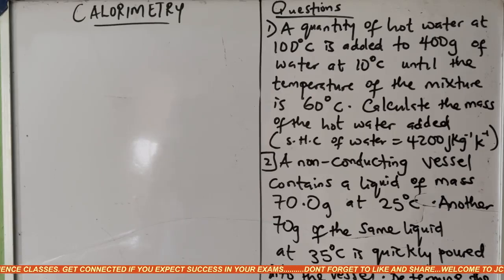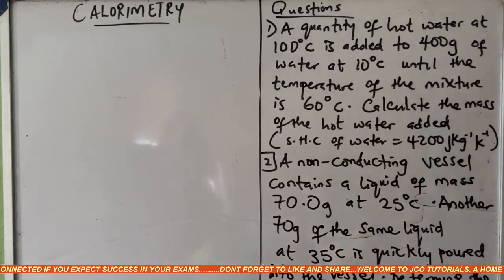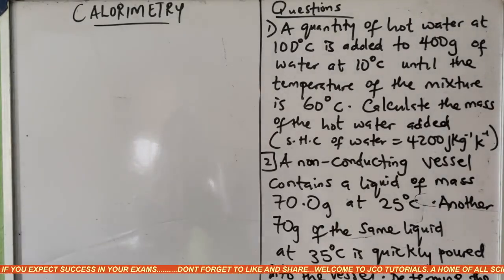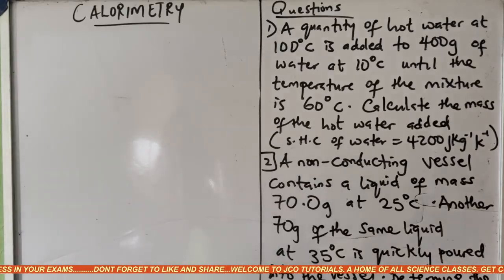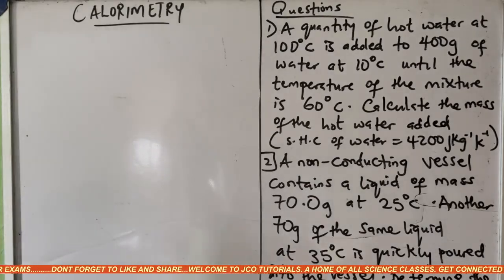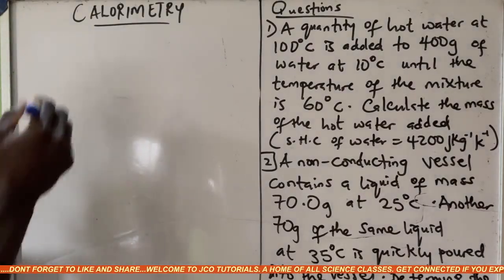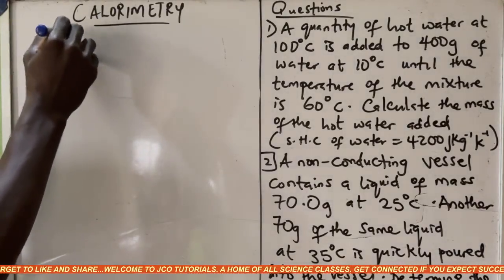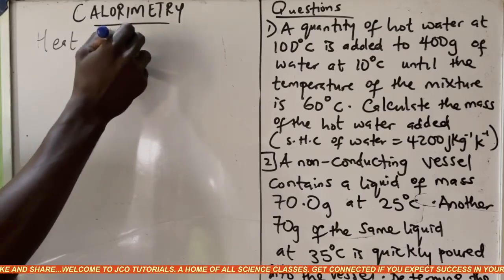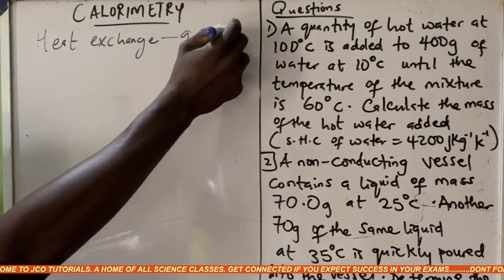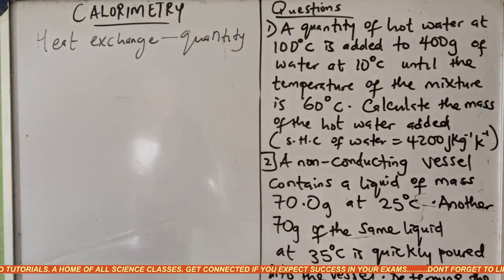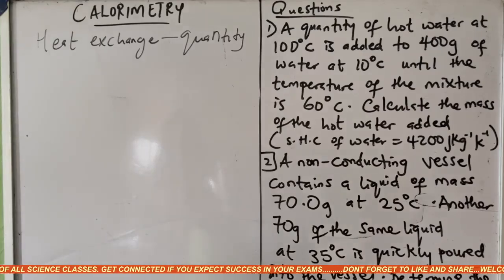We're looking at calorimetry. Calorimetry, as we said in our previous class, is an experimental technique that is used for the quantitative measurement of heat exchange. So calorimetry deals with what? Heat exchange, but in quantity formats. That is, the mass must be measured because we're talking about quantity.